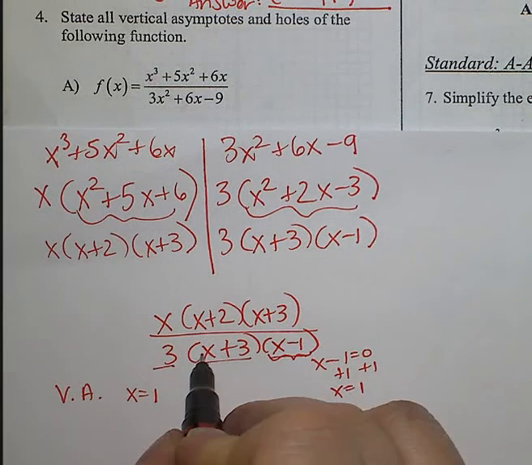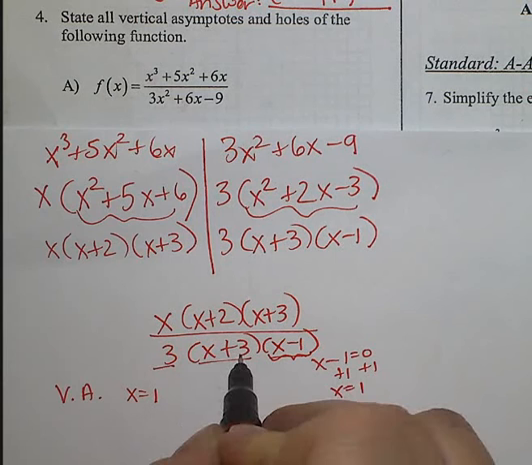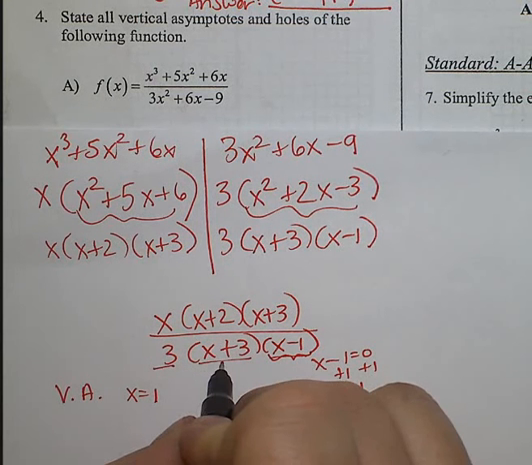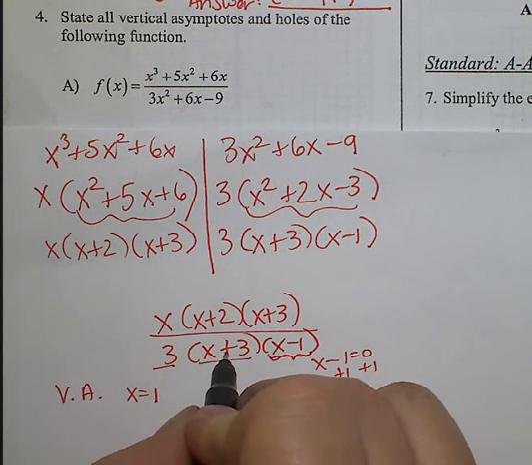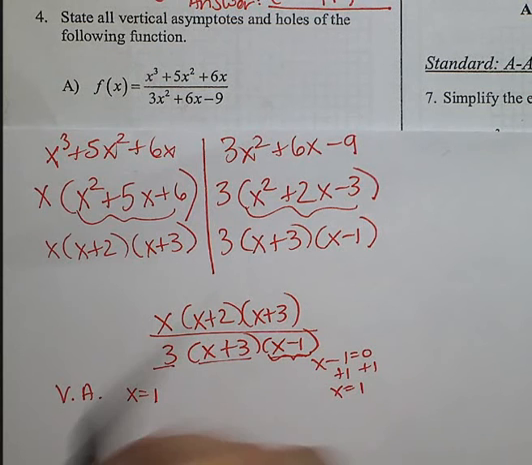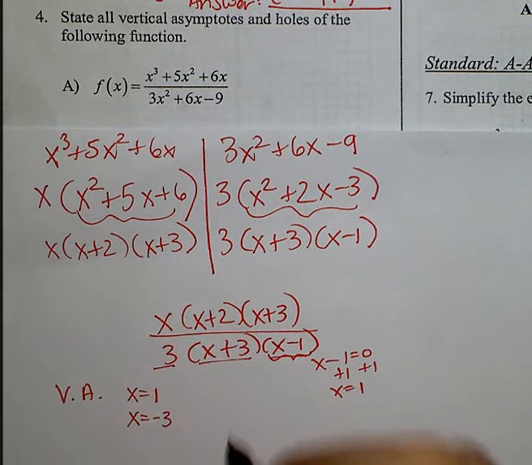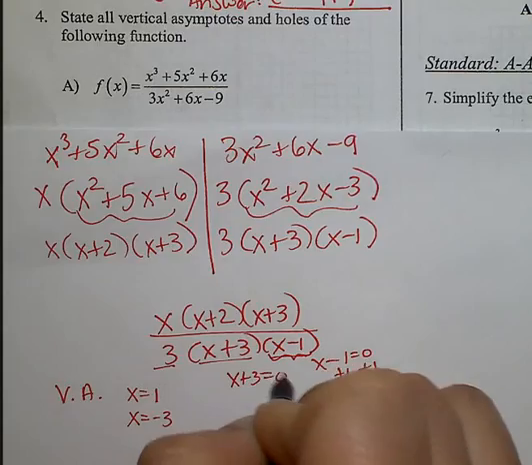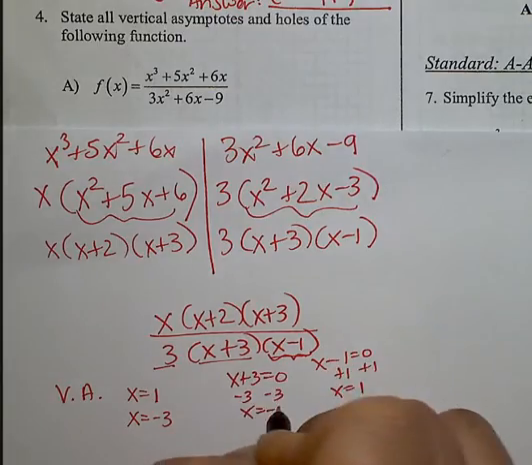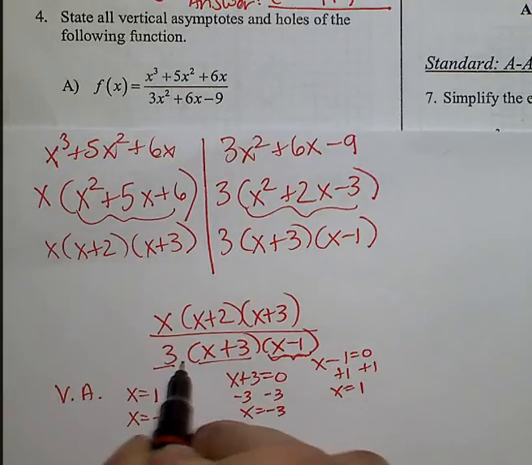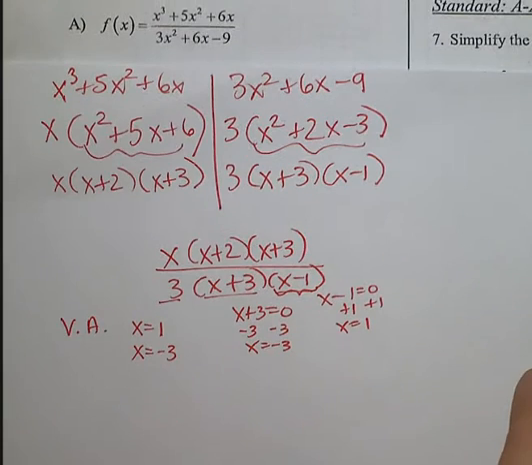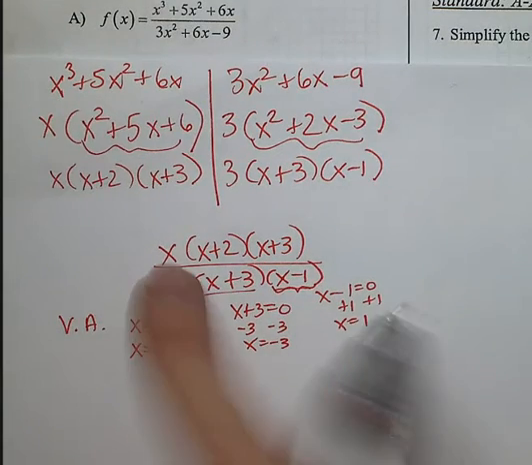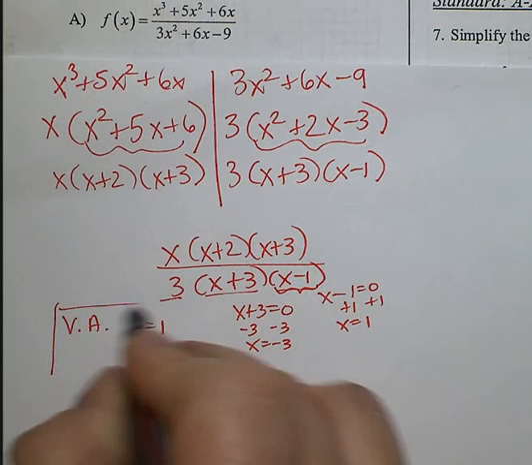This section contains an x, so I can go ahead and do the same. What number plus 3 equals 0? Negative 3. This one does not contain a variable, so I cannot get a vertical asymptote from this portion. So there are two vertical asymptotes. That's the first part of the problem.